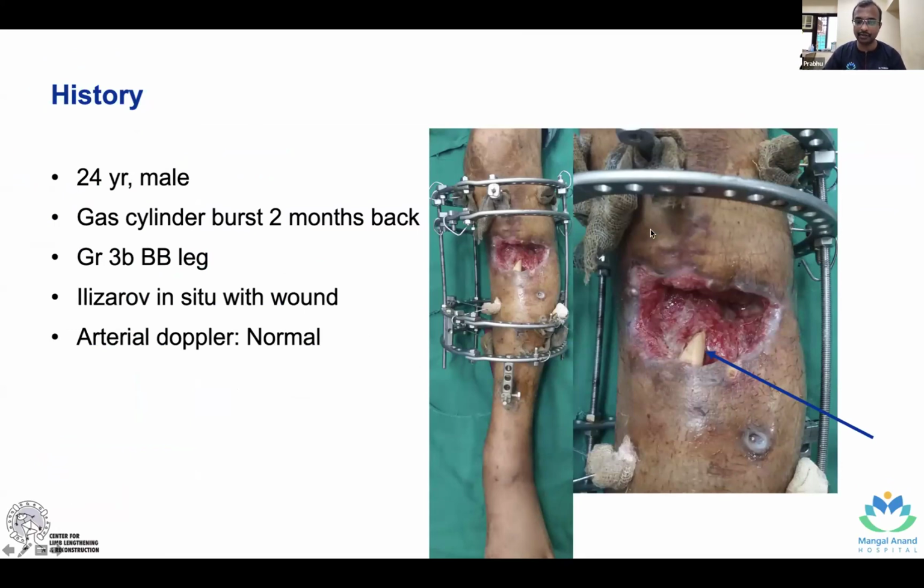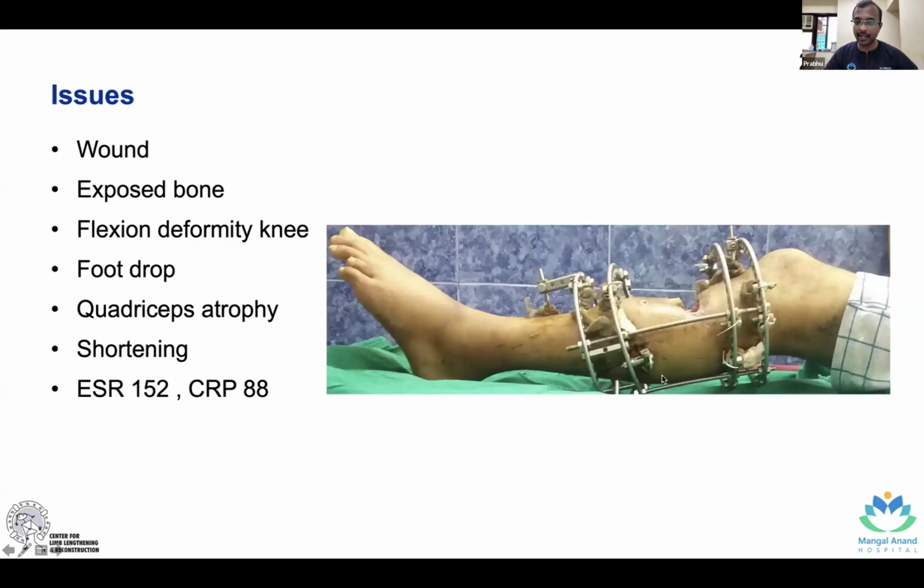The Ilizarov fixator 4-ring construct has been done. The problems here we can address are the bone defect as well as soft tissue defect, exposed bone. There is flexion deformity at the knee, quadriceps wasting. The patient had foot drop and shortening, and the values were ESR 152 and CRP 88. So the plan was a 2-stage procedure.